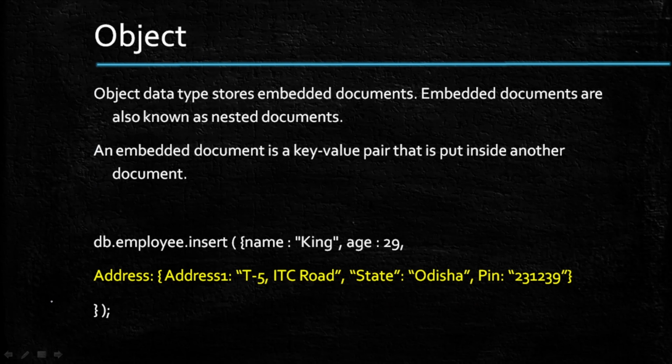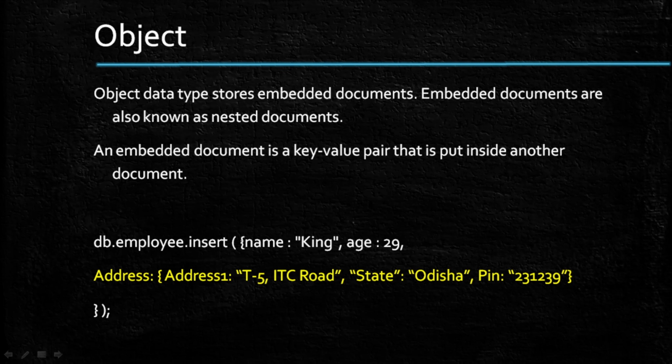Now we will move to our next data type, which is object. The object data type stores an embedded document. Embedded documents are also known as nested documents. It means one document can contain another document. An embedded document is key-value pairs that are put inside another document. We will understand this in the example below.